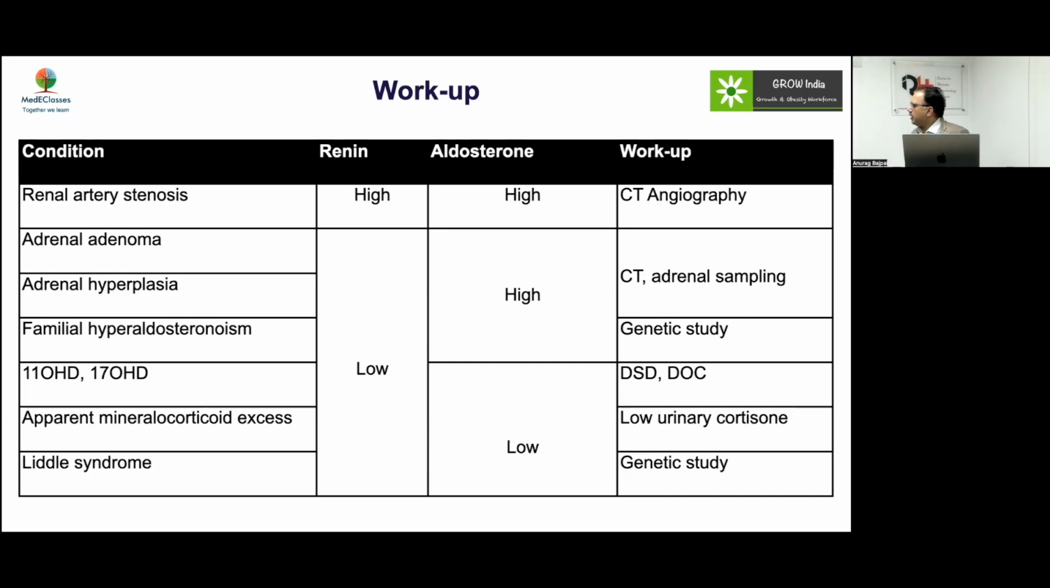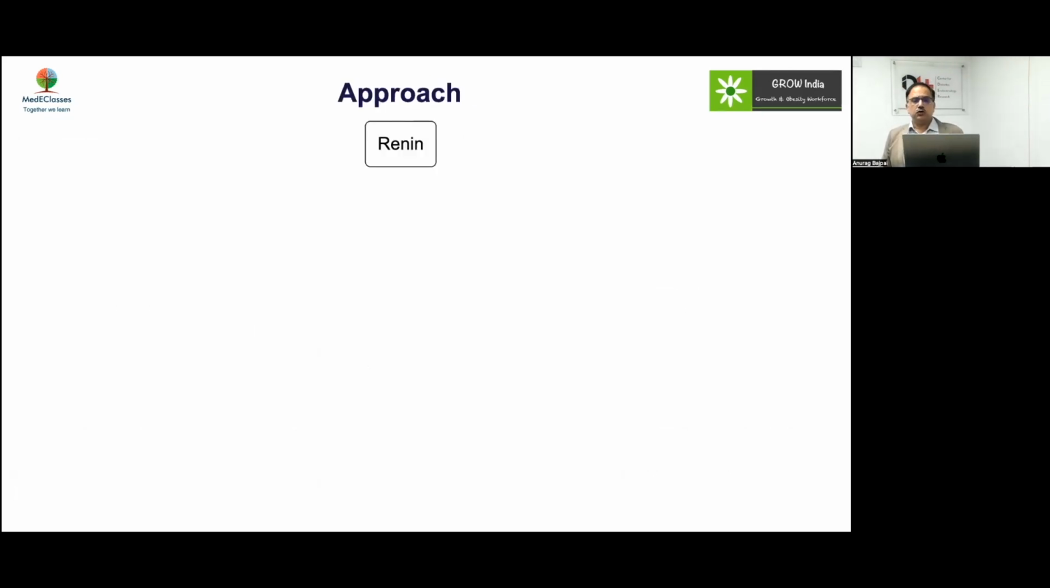And finally, if you have renal artery stenosis, CT angio will give you a clue. For adrenal adenoma or hyperplasia, CT becomes important. For CAH variants, as we'll discuss, there is the option of doing specific metabolites. For AME and Liddle, you can use the impact of spironolactone. If somebody is responding to spironolactone, it suggests apparent mineralocorticoid excess. If they are not responding, this suggests Liddle syndrome. And of course, genetic diagnosis, in the form of clinical exome sequencing, can also give you the precise diagnosis.